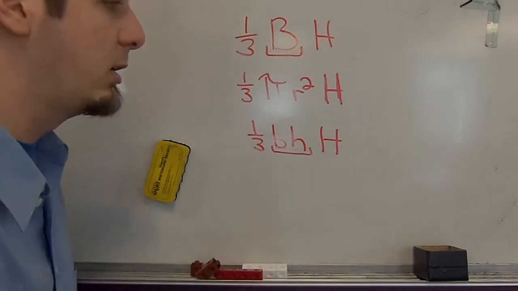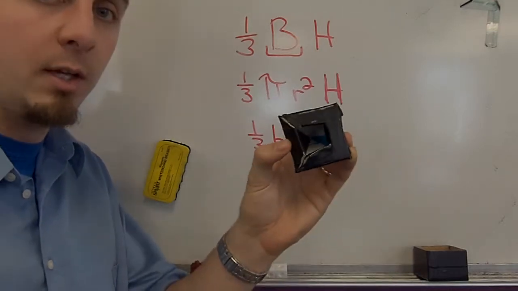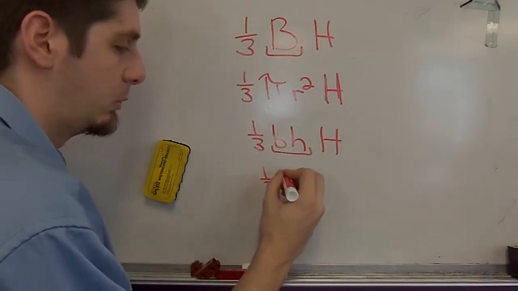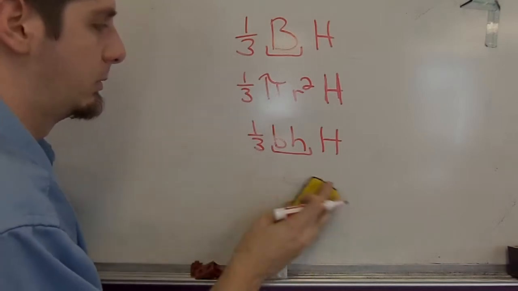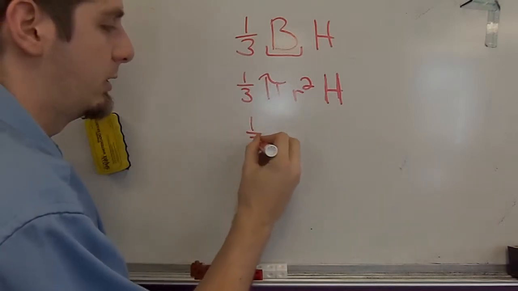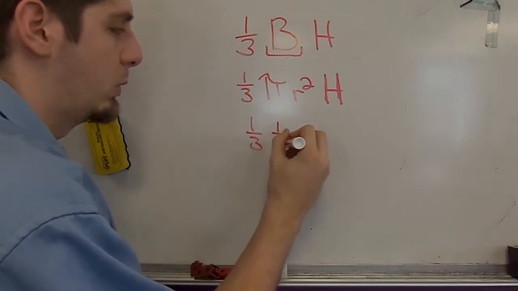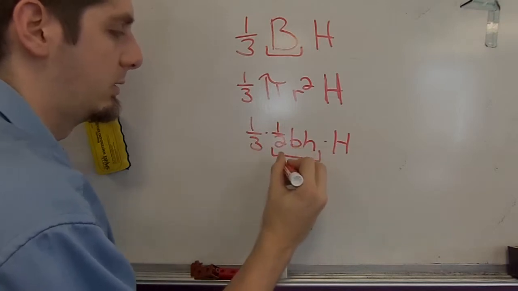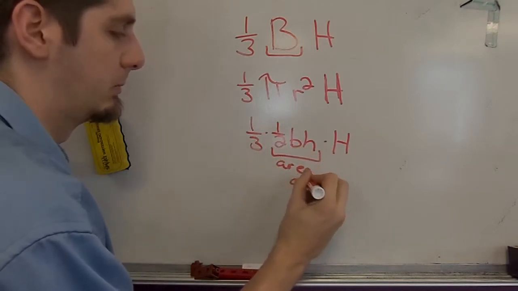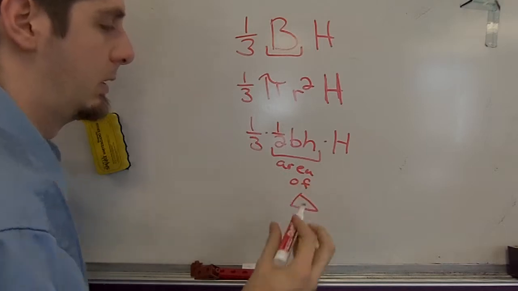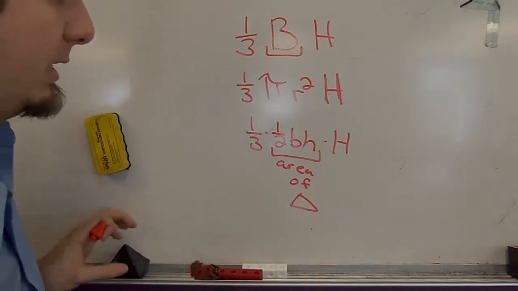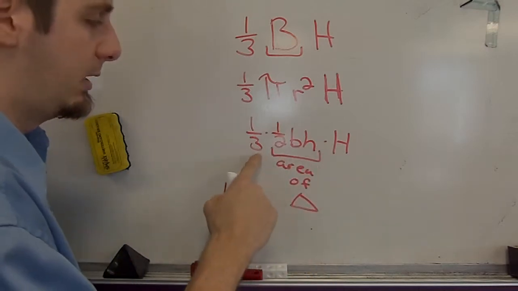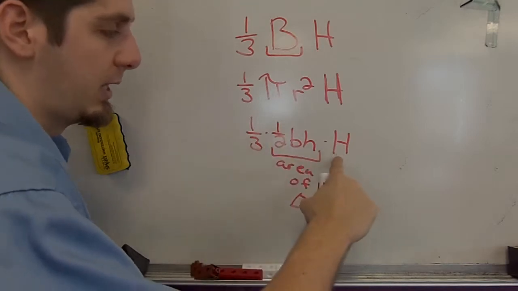If I had a triangular pyramid, so if my base was a triangle instead of a rectangle, I would have 1/3, I'll erase this one, I would have 1/3 times 1/2 base times height times big H. This is the area of a triangle. So if I had a triangular base, that's how I would find the area of that base. Then I'd also have to multiply it by 1/3 and the height of the pyramid.